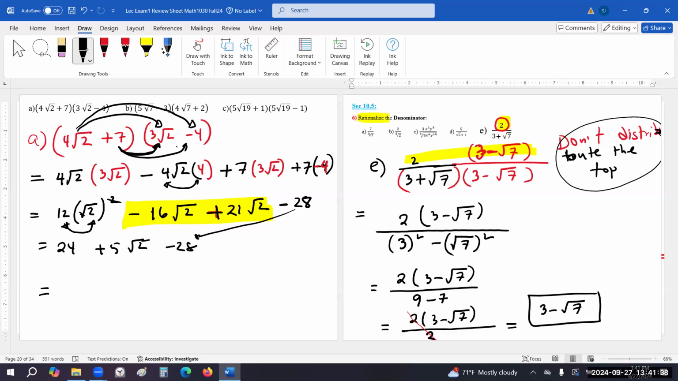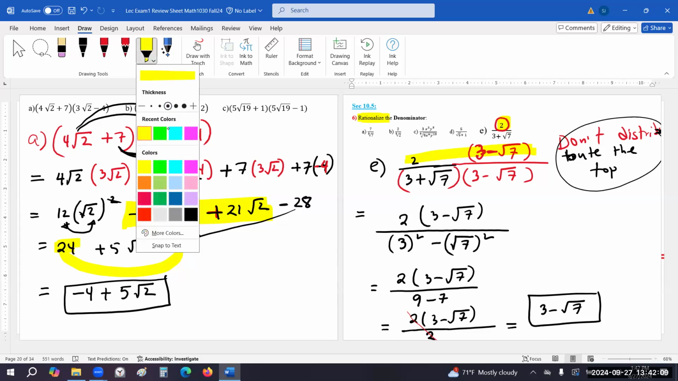And now what happens? Zihong, what happens next? So I combine these two, we get negative 4 plus square root of 2. And now we are done. We collected all the whole numbers together and all the radicals together.